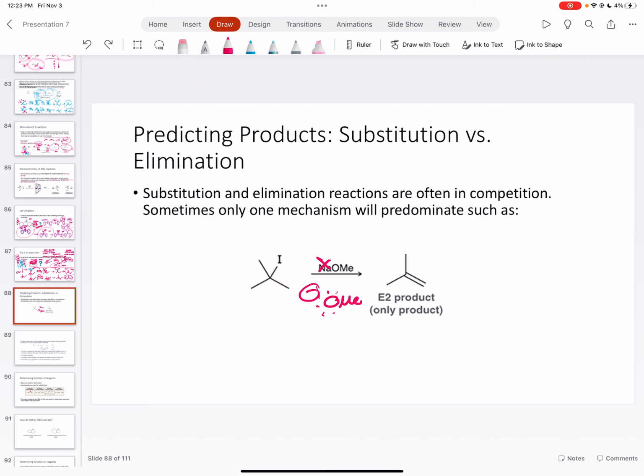Okay, so perfect. So then we have E1, E2, SN1, and SN2. We said that E1 and SN1 normally work with unstable, neutral things like OH, H, or OCH3H. And by stable, I mean that they don't have any negative or positive charges, nothing. So we do have a negative charge, so we cannot do E1 or SN1.